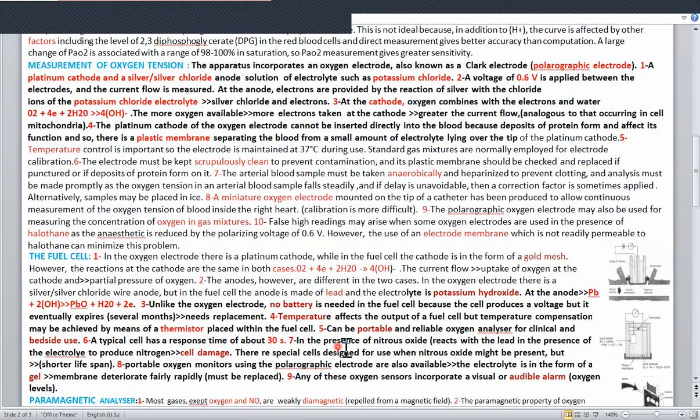system. Of course, there are types of portable reliable oxygen analyzer that can be used at the bedside. The problem is that nitrous oxide may be introduced to the cell, causing a reaction with lead, leading to an increase in nitrogen, increasing the pressure, and causing destruction of the cell.